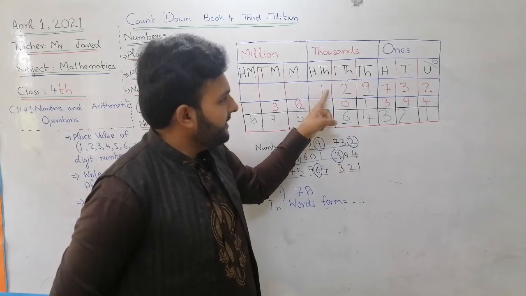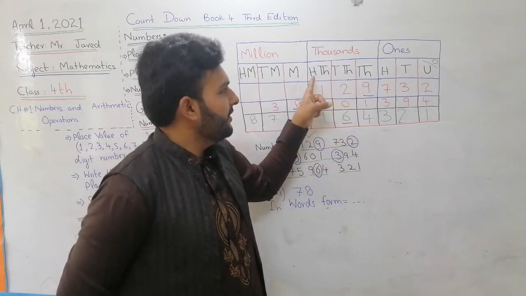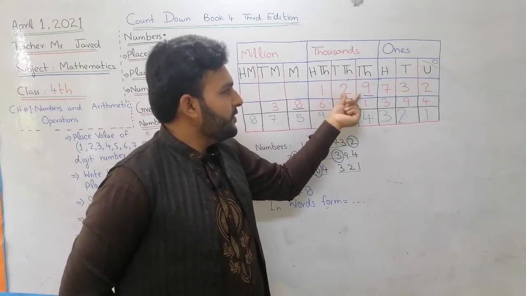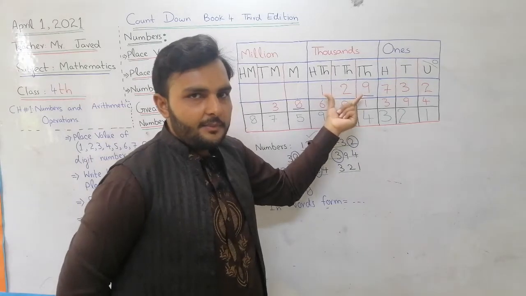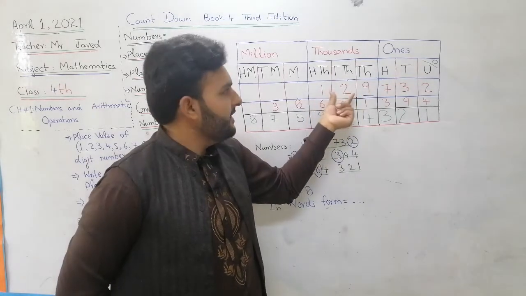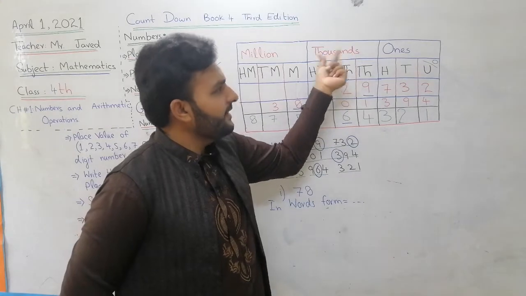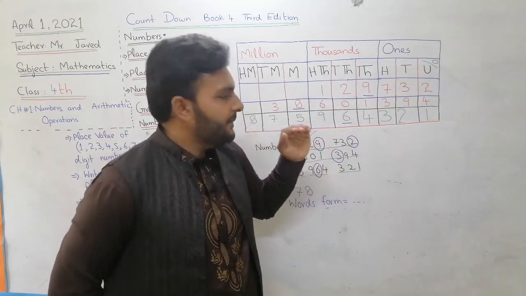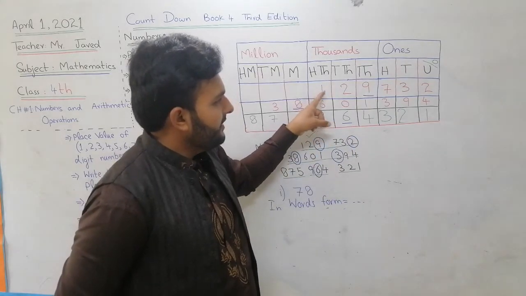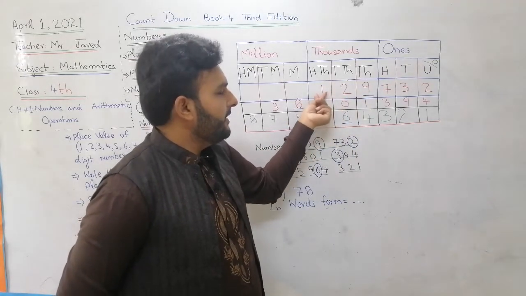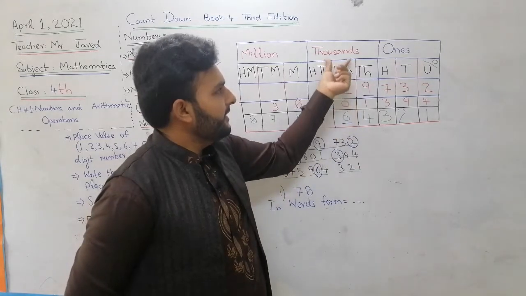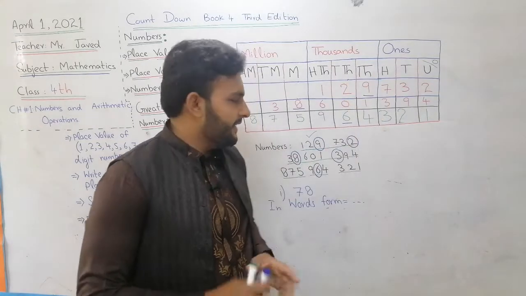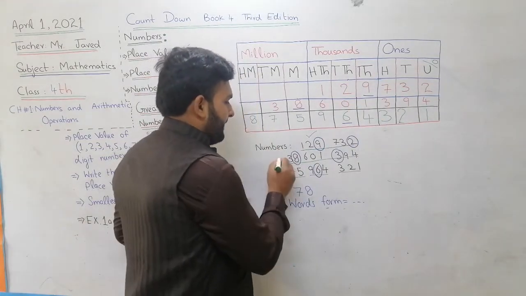So 129, because 1 is here at the hundreds place. 129. This is done. I'm repeating, 129. Then we will read 732. I'm going to repeat again: 129 thousand and 732, like this.